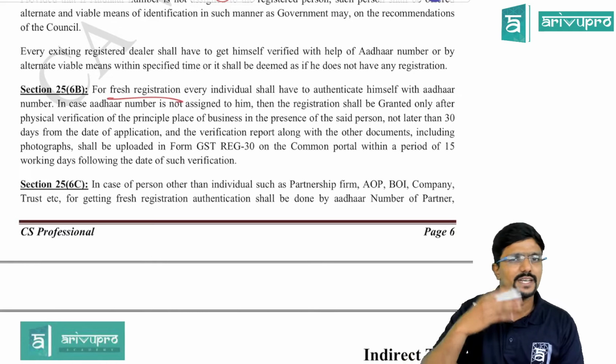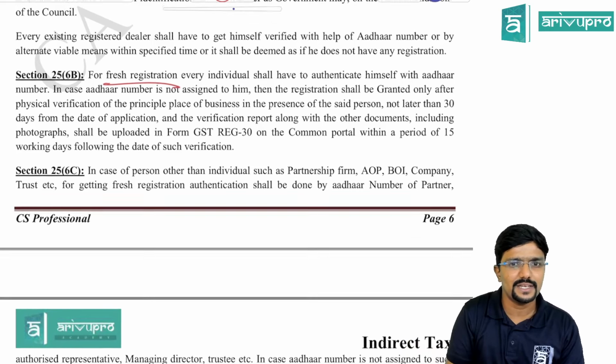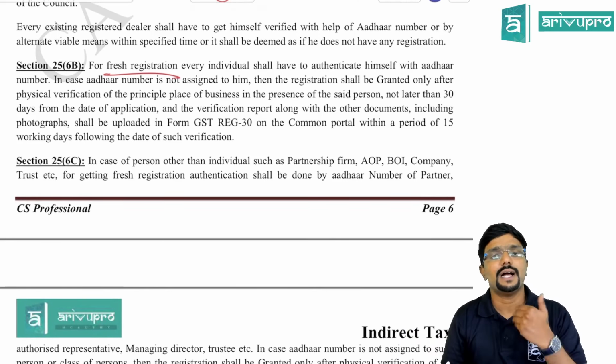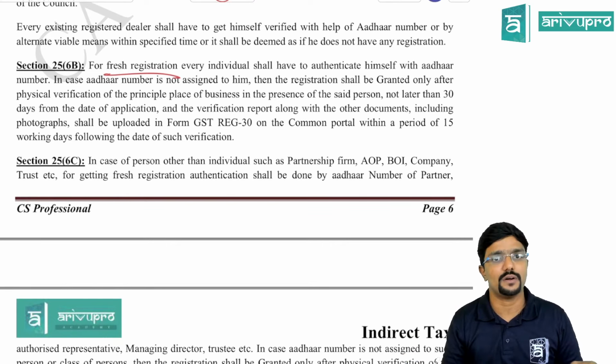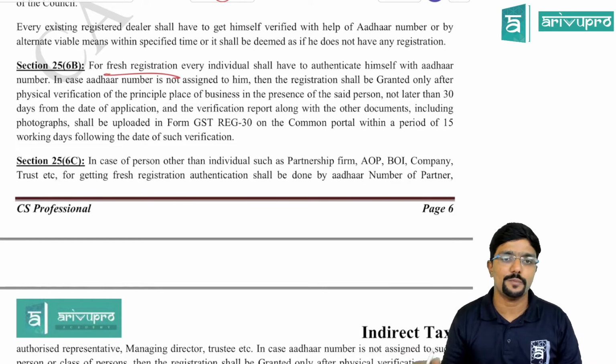Okay. Next, if I am not having Aadhaar number, then there is an alternate way. That is, I have to get my place of business physically verified by the proper officer. That is the second alternate available. If I don't have my Aadhaar number, along with that, I have to give a few documents, which we will see, which is mentioned in rule 10B.